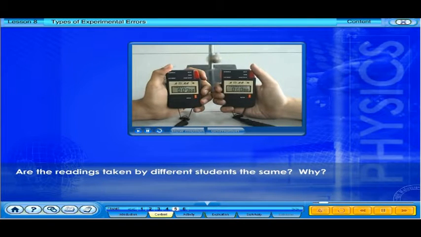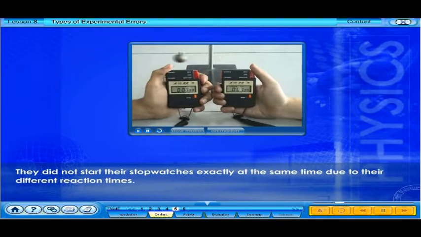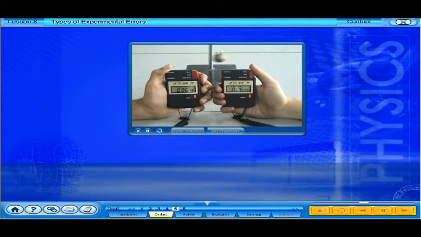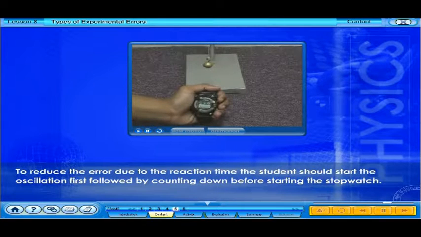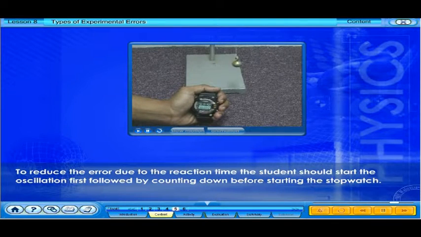Are the readings taken by different students the same? Why? No, they did not start their stopwatches exactly at the same time due to their different reaction times. Error can also be due to the different reaction time of different individuals. To reduce the error due to the reaction time, the student should start the oscillation first, followed by counting down before starting the stopwatch.